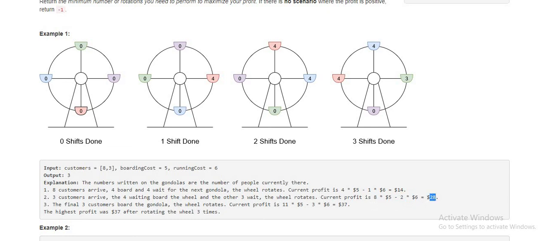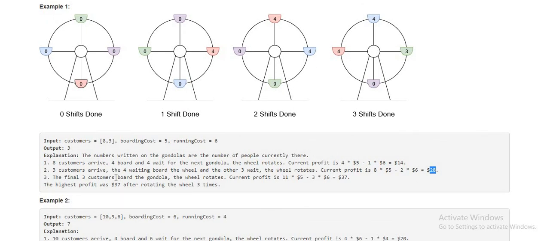Now finally we have 7 minus 4, that is 3 people yet to board. So again we have to board those 3 people. In the third shift those 3 people are getting boarded. So 8 plus 3, that is 11. The total number of people is 11, because 4 plus 4 plus 3 is 11. So 11 into 5 minus, this is the third time it is shifting, so 3 into 6, that is 18. So 55 minus 18, that is 37.